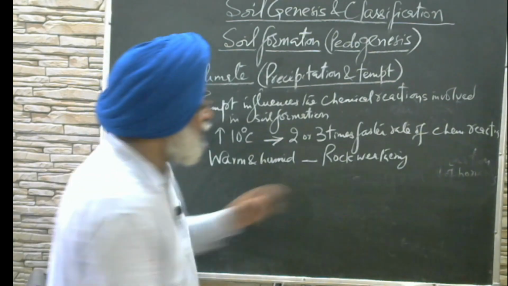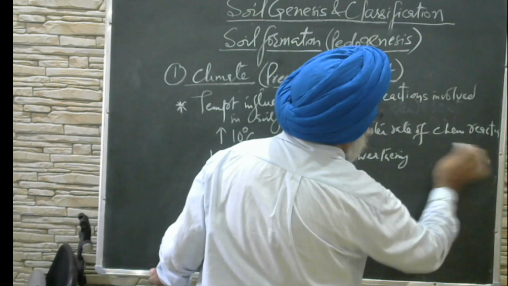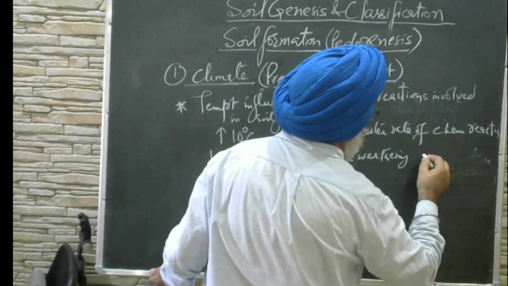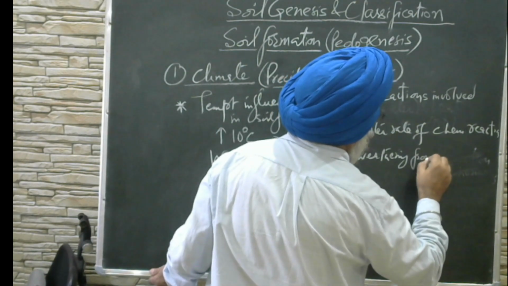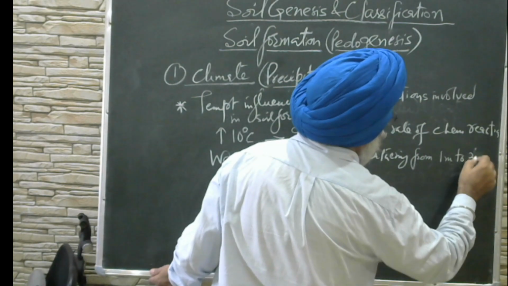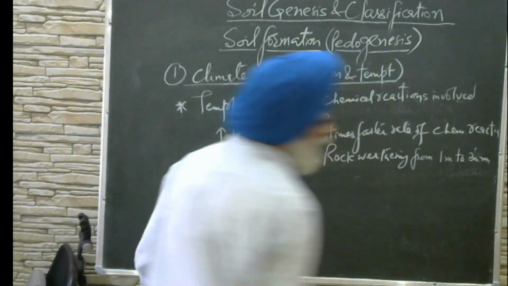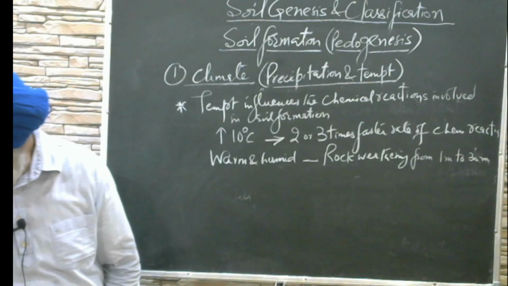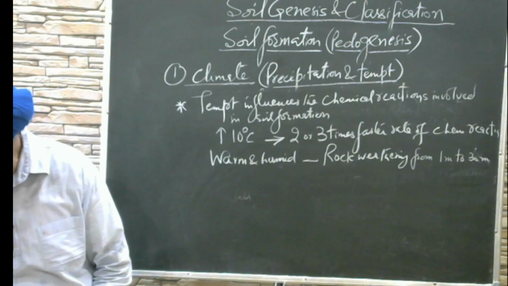So this rock weathering can go up to, say, from 1 meter to 30 meters. Up to 30 meters depth the rock could be weathered. This is how the temperature affects.